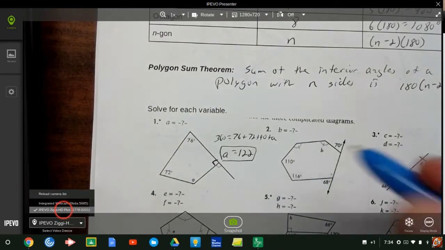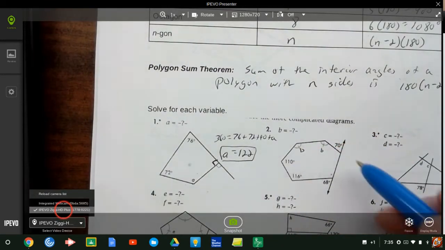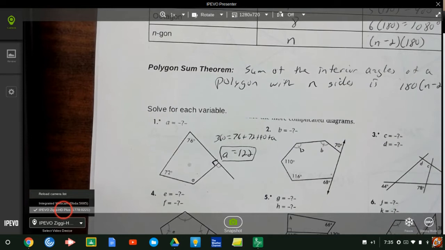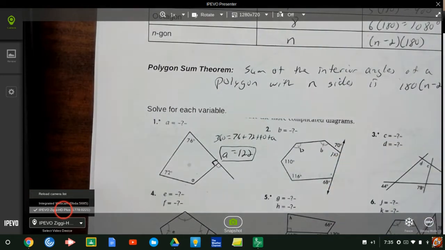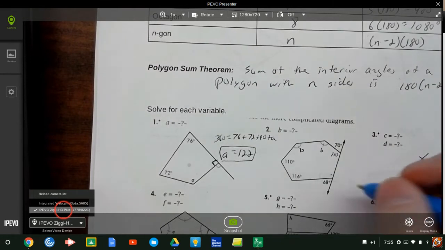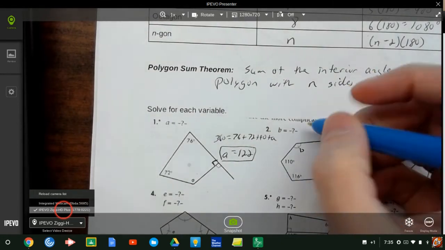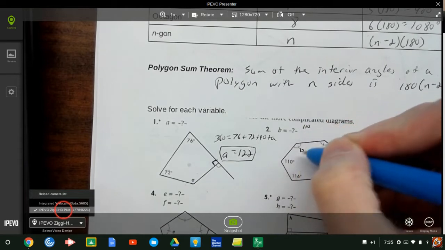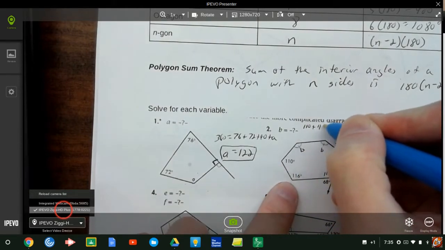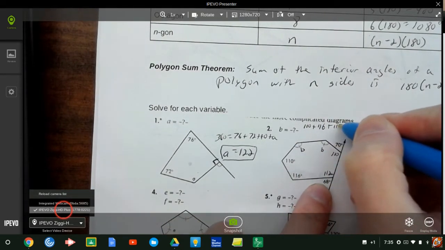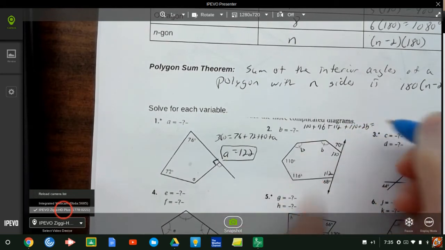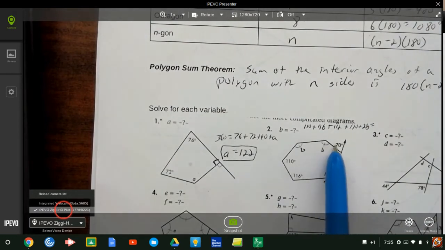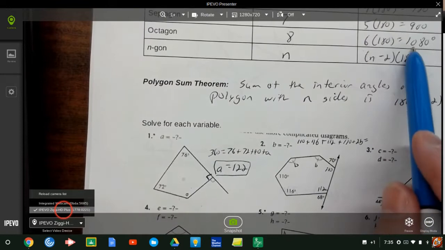Do the same thing for b. Notice I got two b's on this one. Okay. Let's see. Linear pairs are supplementary. So I get 110 here, and I get 112 here. So 110 plus 116 plus 112 plus another 110 plus 2 b's has to equal, and let's count my sides, 1, 2, 3, 4, 5, 6 sides. So that's 1080.